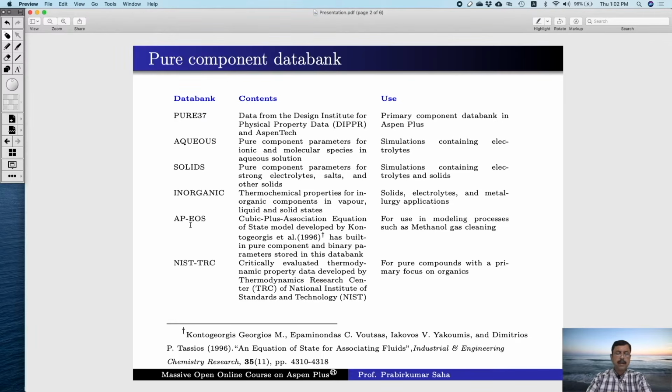Next one is APEOS. They contain cubic plus association equation of state model developed by Kontogeorgis et al. This is the paper, Industrial Engineering Chemistry Research. It has been published in 1996, and this data bank has built-in pure component and binary parameters, and they are used for modeling processes such as methanol gas cleaning. And finally, NIST-TRC data bank. The full form of NIST is National Institute of Standards and Technology. TRC is Thermodynamics Research Center, and they have critically evaluated thermodynamic property data, and it is used for pure compounds with primary focus on organics.